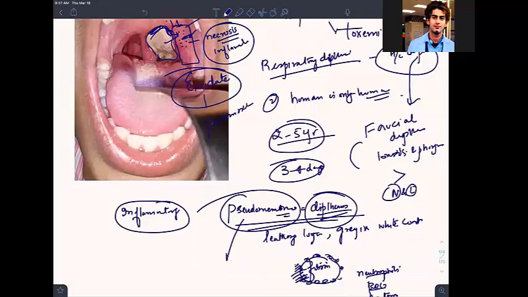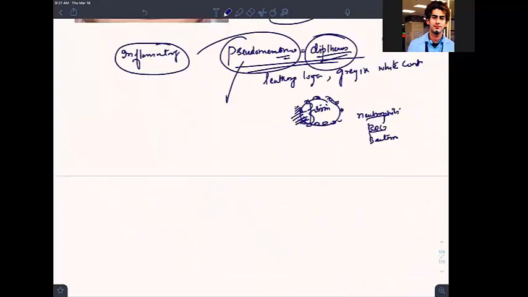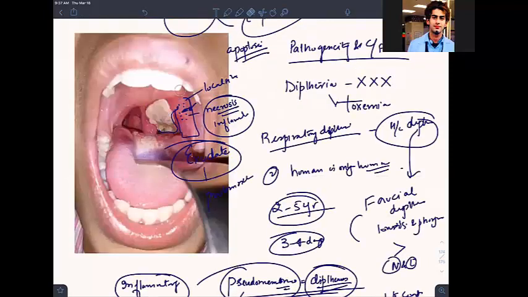Okay. So why is it called a pseudomembrane? Let us tell you the concept. This pseudomembrane is called such because it is attached to the mucosal base. Once I try to remove this, the person will bleed. Now tell me, do your normal membranes bleed when you remove them?